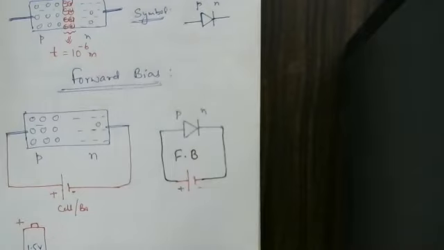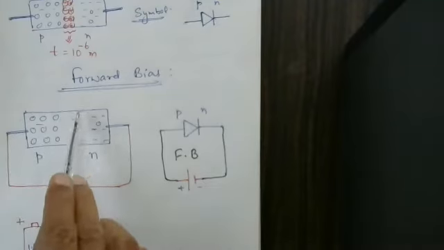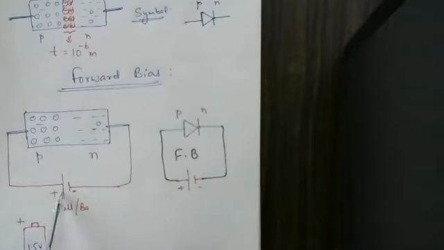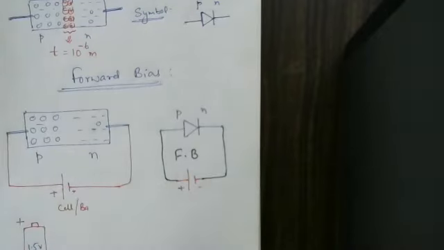Now, what is happening here in this case? P is having a huge number of holes, so the majority charge carriers are holes. In the N variety, the majority charge carriers are electrons. Holes are repelled by the positive potential, and electrons are repelled by the negative potential. Positive, positive, there is a force of repulsion. Negative, negative, there is a force of repulsion. Positively charged holes are repelled by the positive potential, and negatively charged electrons are repelled by the negative potential.